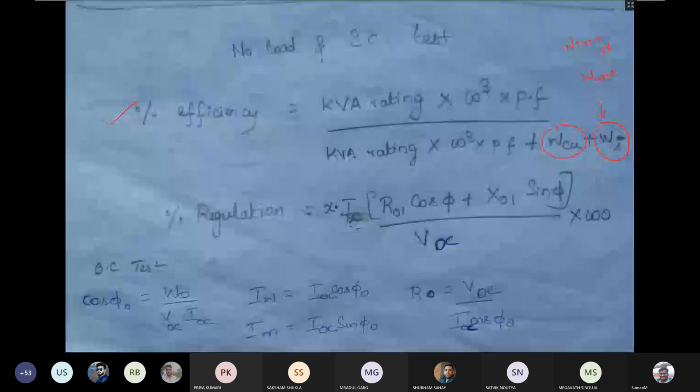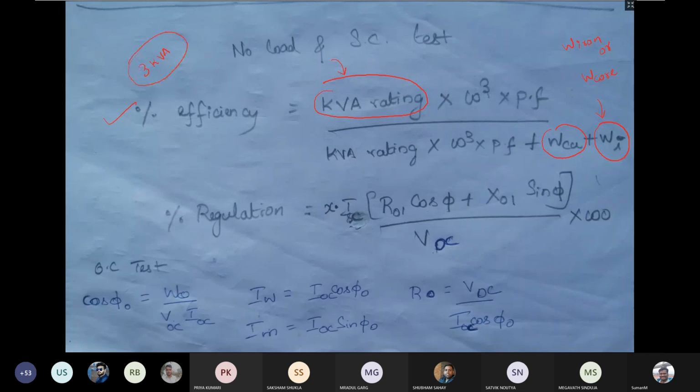Now what we are going to do is we want to fix this value. The overall rating of the machine is 3 kVA. The current rating is 13.6 A rated and the voltage rating is 230 volt rated. Now the overall value, that is VI cos phi, this is the power factor that we have written here. This V into I, we have written as the kVA rating.